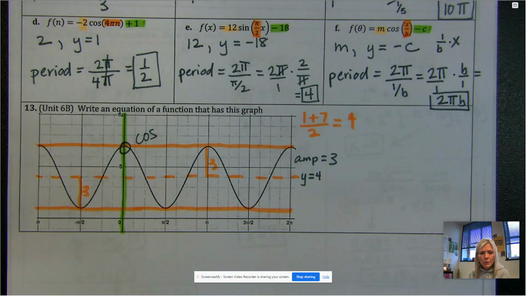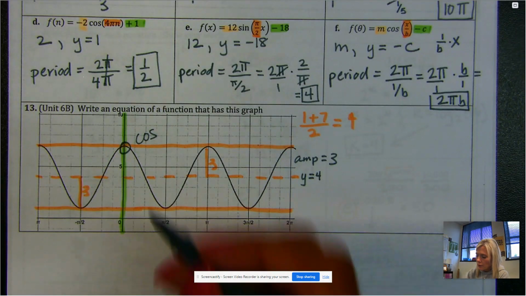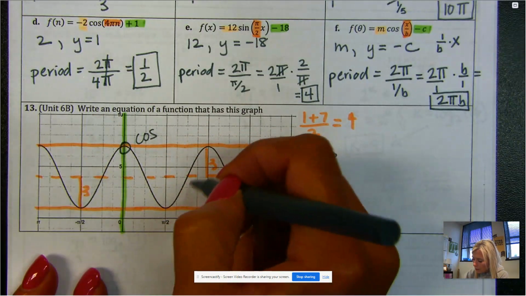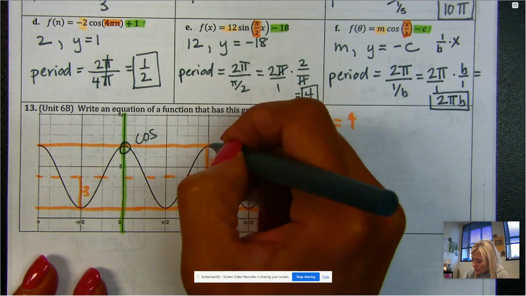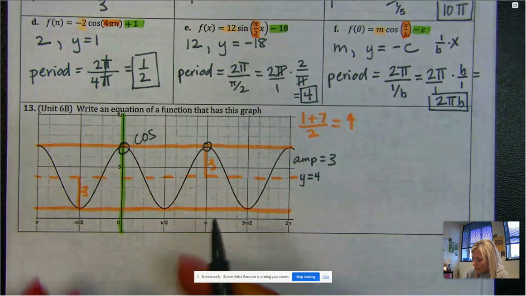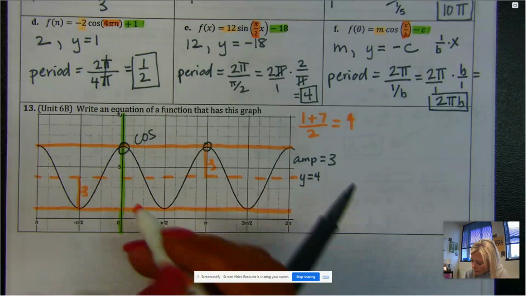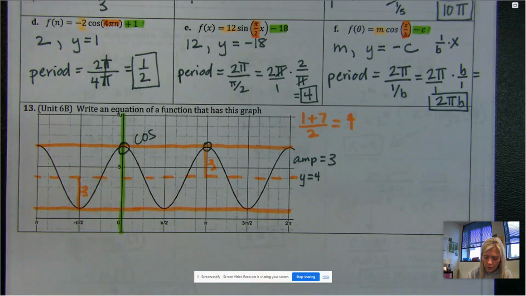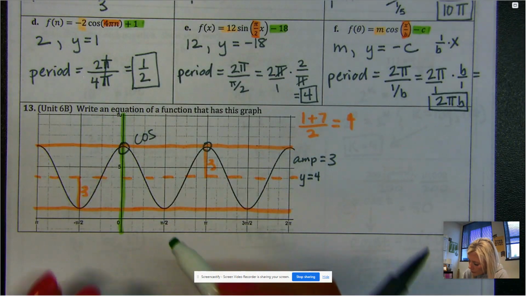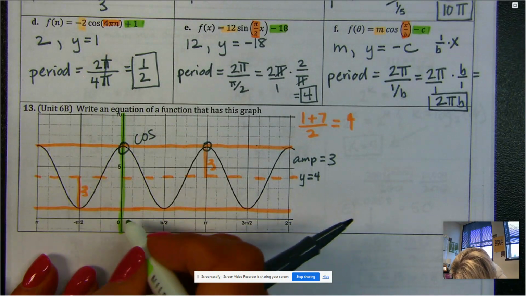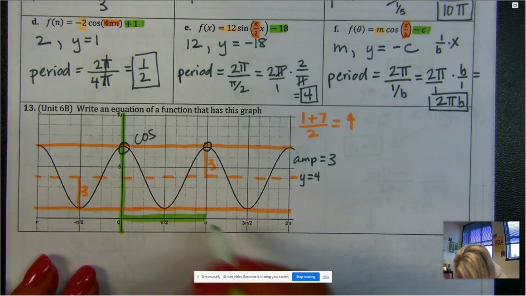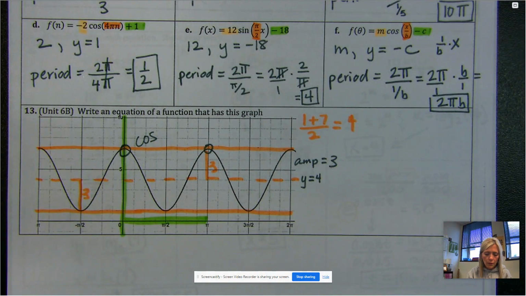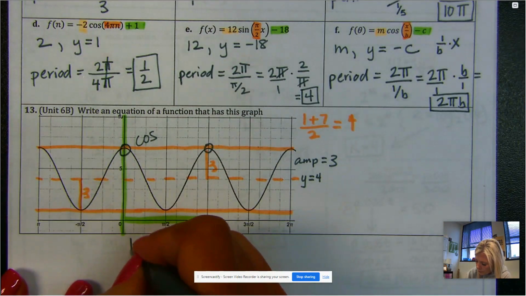And then the last thing I have to figure out is, what's the period? So the period starts high, ends high, right? From 0 to pi, that tells me that the period is equal to pi.